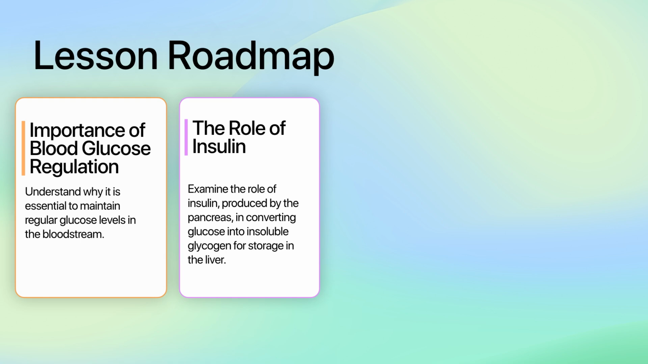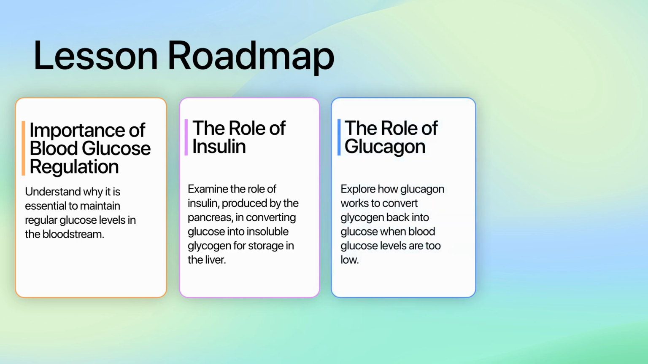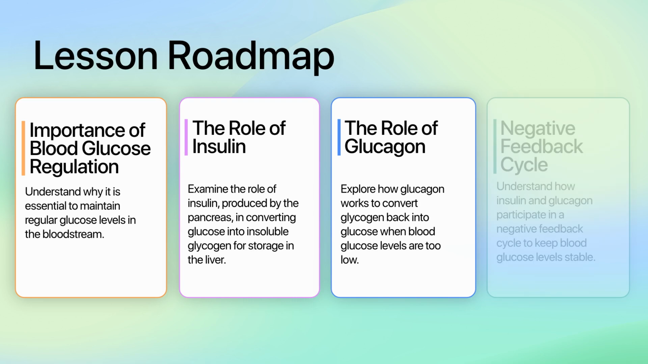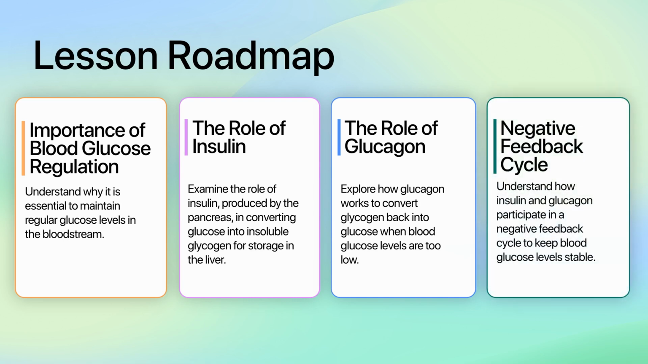We will then examine the role of insulin, produced by the pancreas, in converting glucose into insoluble glycogen for storage in the liver when blood glucose levels are too high. After this, we will learn how glucagon works to convert glycogen back into glucose when blood glucose levels are too low. We'll finish the lesson by understanding how insulin and glucagon participate in a negative feedback cycle to keep blood glucose levels stable.